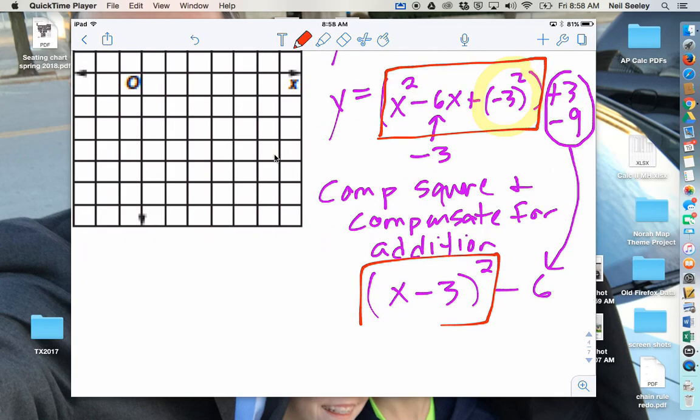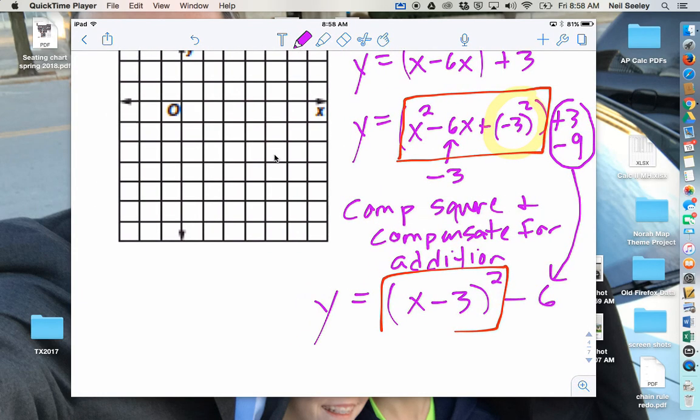I'll write a little generic formula. I sure hope that jogs memory for you, because if it does, it seems more helpful. But just think of it: I grouped x's, I took half the middle term, I squared it and added it. I can't just add numbers, so I also subtracted on the outside that same thing I just added.